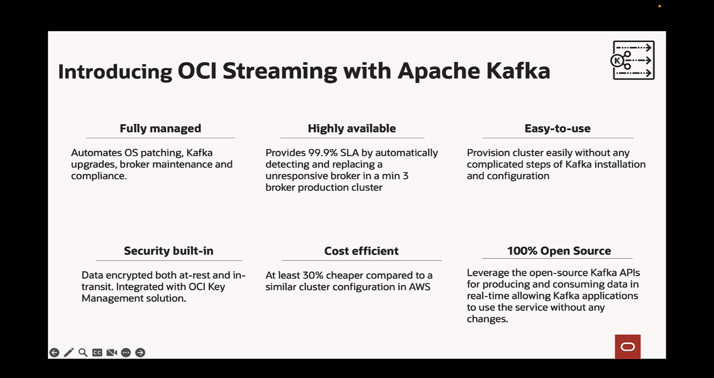The service is easy to use. You can provision the cluster quite easily without any complicated steps for Kafka installation and configuration. Security is built into the service, so data is encrypted both at rest and in transit. It also integrates with the OCI key management solution. This service is at least 30% cheaper compared to similar cluster configurations in AWS. And again, this service is 100% compatible with open source Kafka, so you can use Kafka APIs for producing and consuming data in real time, allowing Kafka applications to use this service without any code changes.